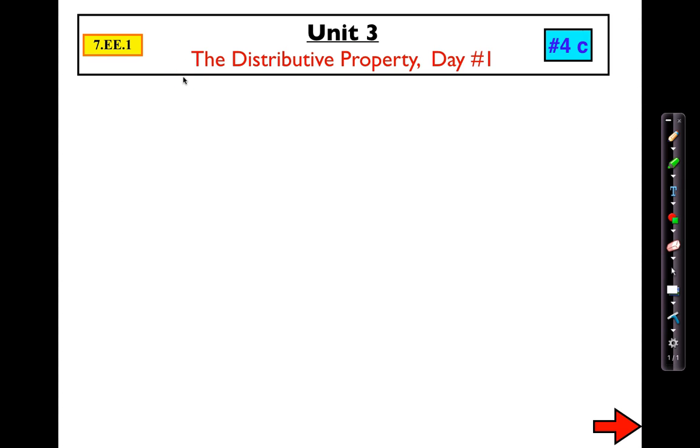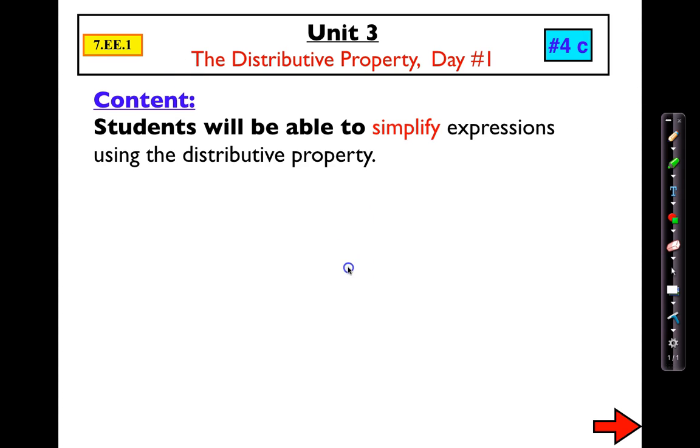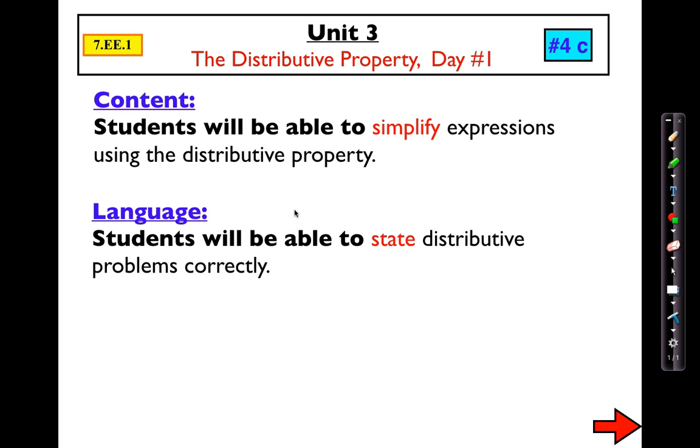Welcome back. Today we're going to be talking about the distributive property, day number 1. Obviously we're going to spend a few days on this, so just be prepared. Our content objective is students will be able to simplify expressions using the distributive property. The language objective is students will be able to state distributive problems correctly, so you should be able to read them correctly by the end of the lesson.